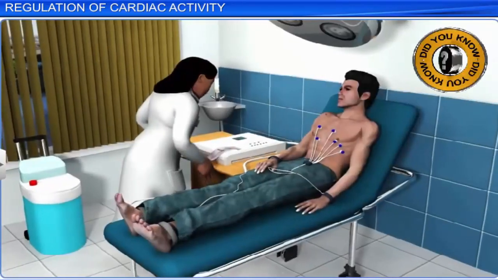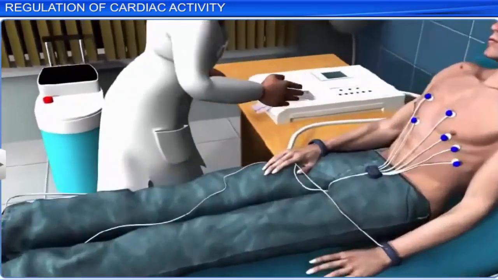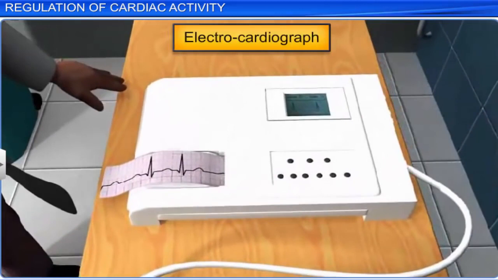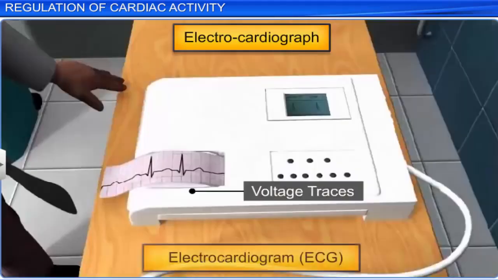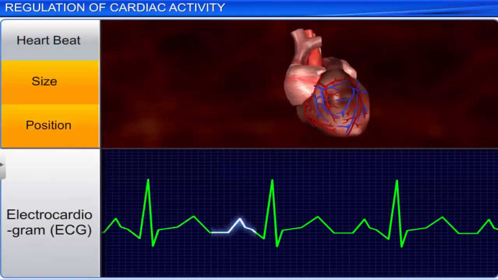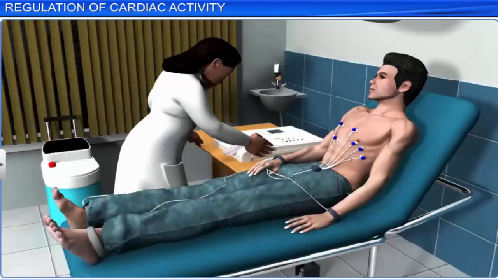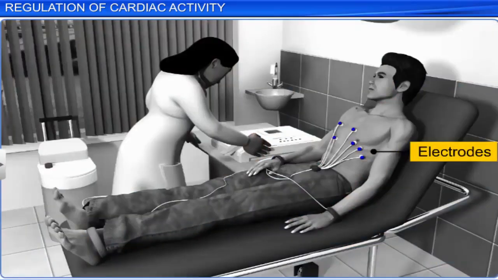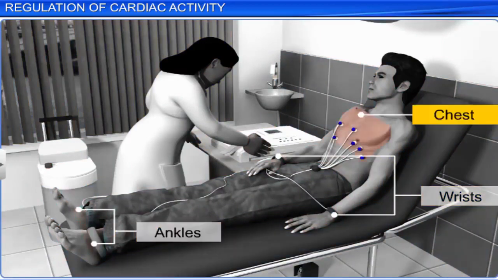Did you know that the heart's activity can be measured using an instrument? The instrument used is called an electrocardiograph, which records the electrical activity of the heart as voltage traces. This recording is called an electrocardiogram or ECG. It provides information on the rate of heartbeat and the size and position of the chambers of the heart. An ECG is taken by attaching electrodes from the instrument to the patient at the wrists, ankles, and on the chest.